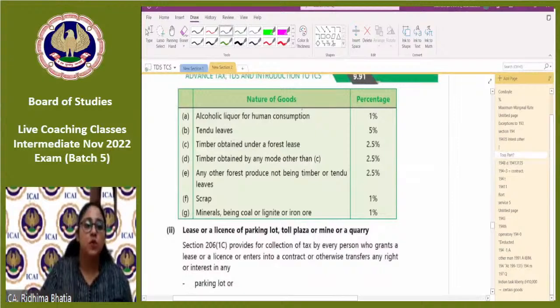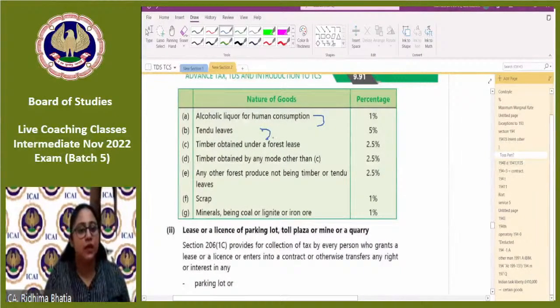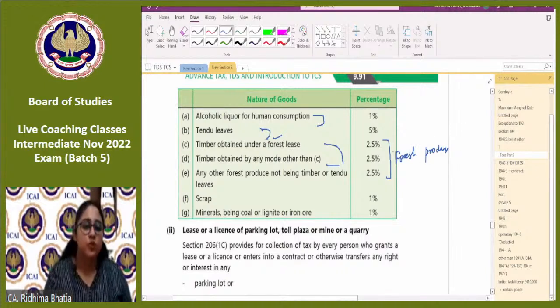Certain goods are these only: alcohol, तेंदू लीव्स. तेंदू लीव्स क्या होते हैं? जो बीड़ी में लीव्स यूज होती हैं, that are तेंदू लीव्स. टिम्बर from forest trees and other than forest trees, or any other forest produce but not being timber. So can I say forest produce पे 2.5% है, कोई भी forest produce हो. अगर टिम्बर है तो भी 2.5% है. टिम्बर फॉरेस्ट लीज से लिया है तो भी 2.5% है. टिम्बर अदर देन फॉरेस्ट लीज में तो भी 2.5% है. या कोई फॉरेस्ट प्रोड्यूस है तो भी 2.5% है.